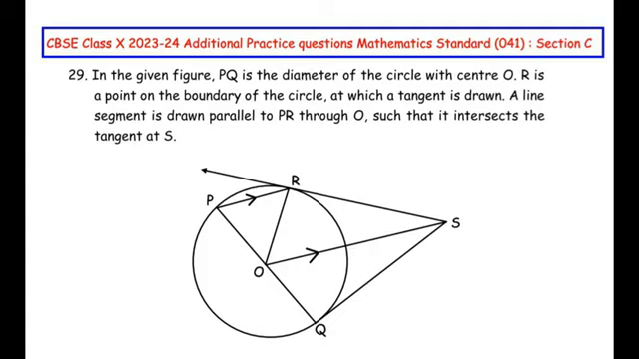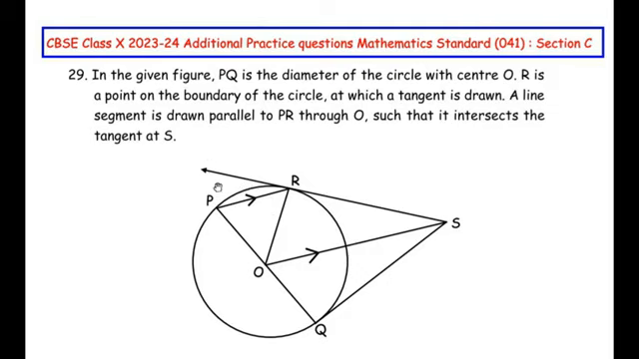In this video we are going to solve the 29th question from CBSE Class 10 2023-24 additional practice questions for Mathematics Standard with subject code 041, section C, where each question is of 3 marks. Now this question has an OR question as well, that is either you can attempt this one or the other one. We will be solving both the questions in the same video. Now this question is a combination of circles and triangles chapter. So let us start with this one.